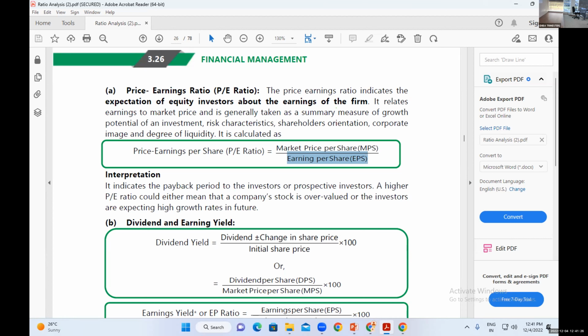For the first one, what is the ratio? 10. For the second one, what is the ratio? 20. So lesser the price earning ratio, lesser the P/E ratio, we call it P/E ratio. Lesser the P/E ratio, better the performance of the company in terms of equity shareholders. Okay, so with this, we can conclude today's ratio analysis.